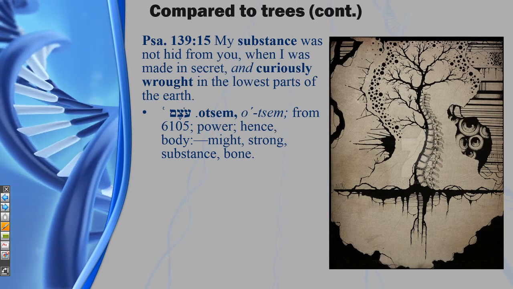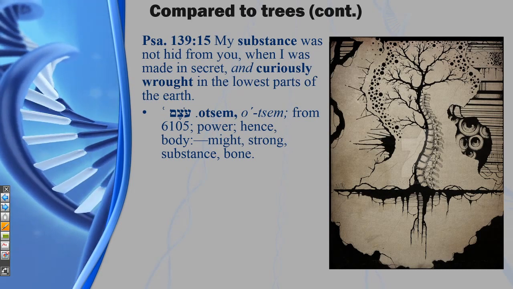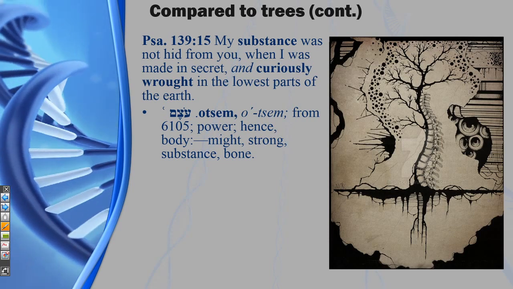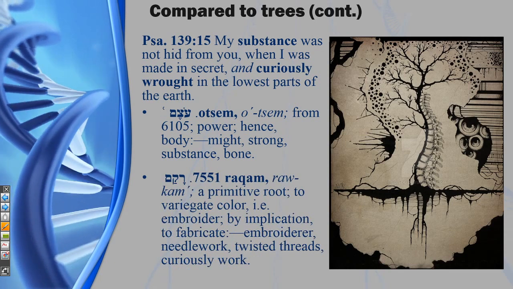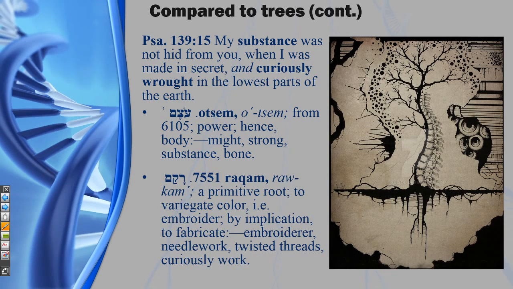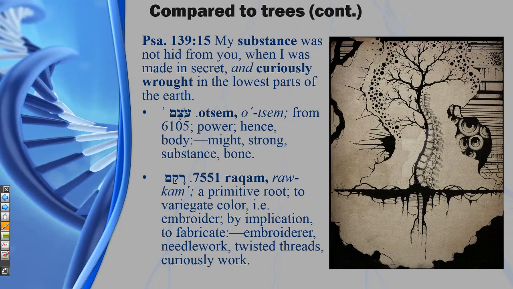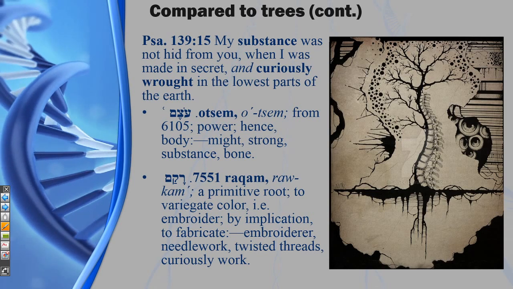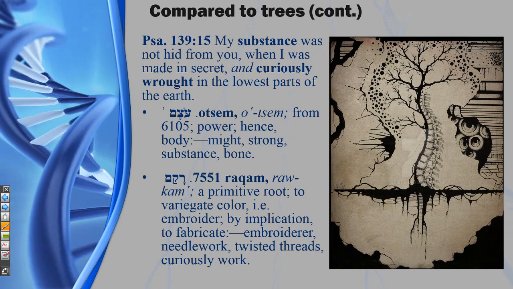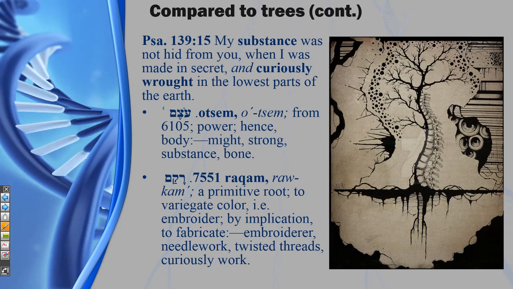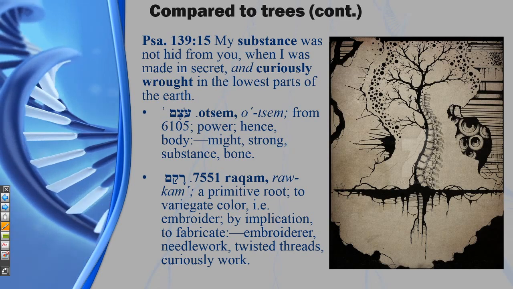Exactly. Okay. Hallelujah. Curiously wrought. Now, curiously wrought means, I'll go ahead and just get it, because I'm not sure if anyone's going to guess that one. The word there is rakam. Rakam literally means something that's embroidered work, needlework, twisted thread, like a DNA helix. So we'll see how that works later.